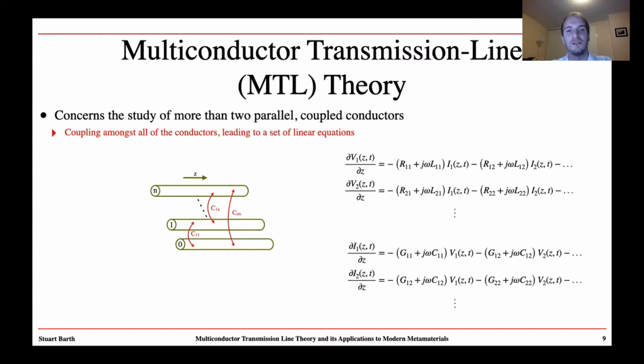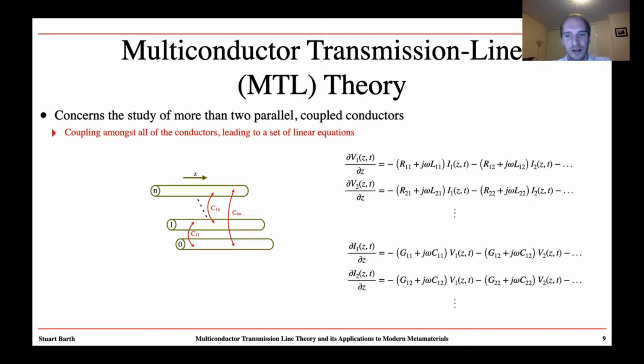Now, multi-conductor transmission line theory is an extension of the transmission line theory concept. So this concerns the study of more than two parallel coupled conductors. And in general, what we assume is that all of these conductors are coupled together, right? So they exhibit mutually induced capacitances and inductances. And this allows us to really change these telegrapher's equations into sets of linear equations, as shown here.